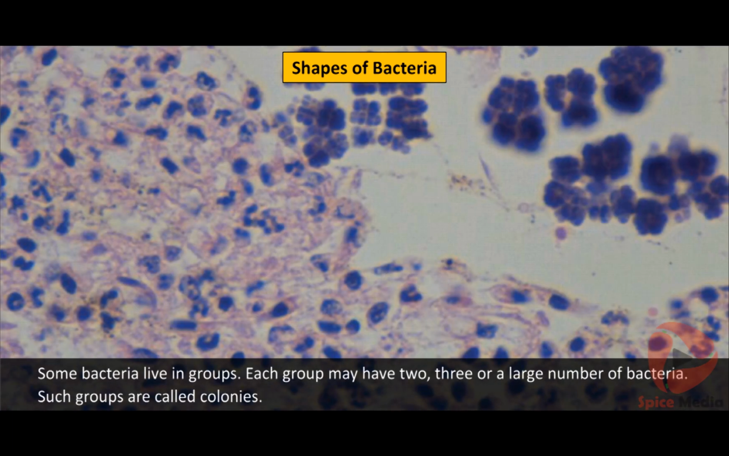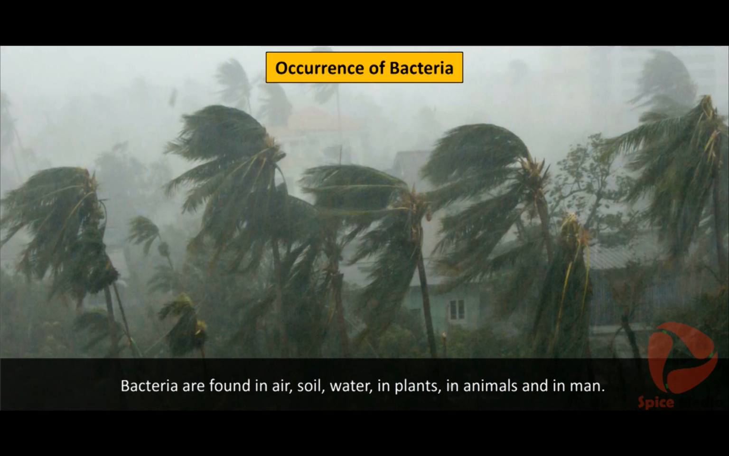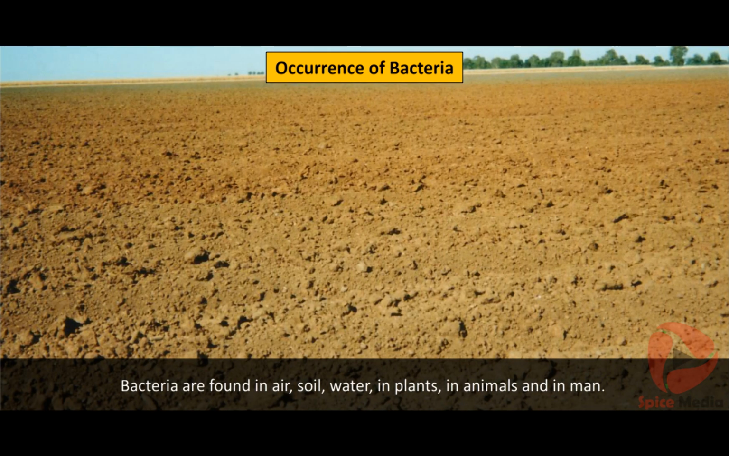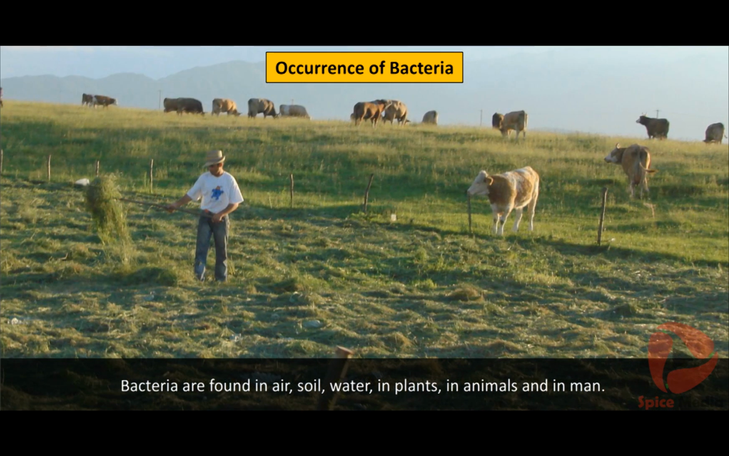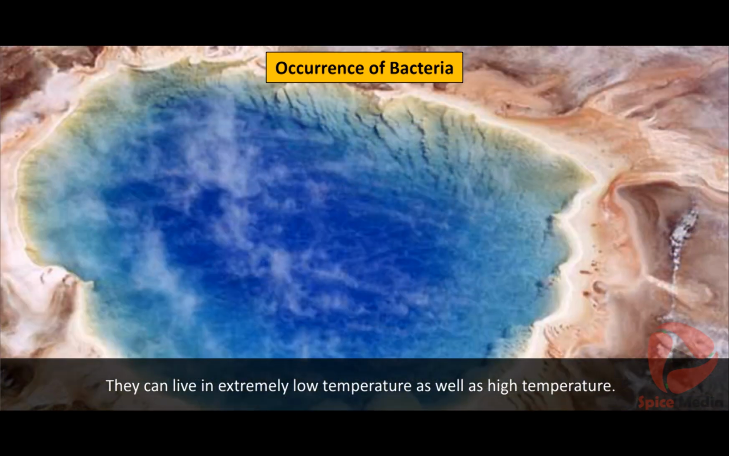Some bacteria live in groups. Each group may have 2, 3, or a large number of bacteria. Such groups are called colonies. Bacteria are found in air, soil, water, in plants, in animals, and in man. They can live in extremely low temperature as well as high temperature.